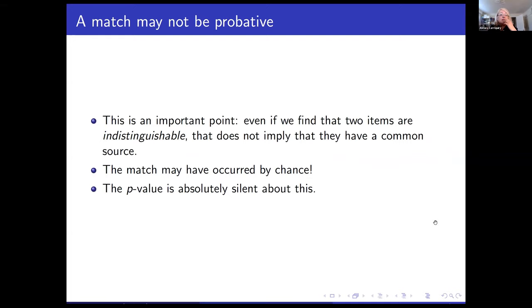This is a really interesting point, and it is the fact that a match is not necessarily probative. What do I mean by that? Well, even if we find that two items are indistinguishable, let's suppose that the glass fragments on the suspect and the glass fragments from the broken window are really indistinguishable from a chemical point of view. Does that mean that the suspect or the defendant was at the crime scene? That he was the person that broke the window? Actually, that doesn't mean that at all.